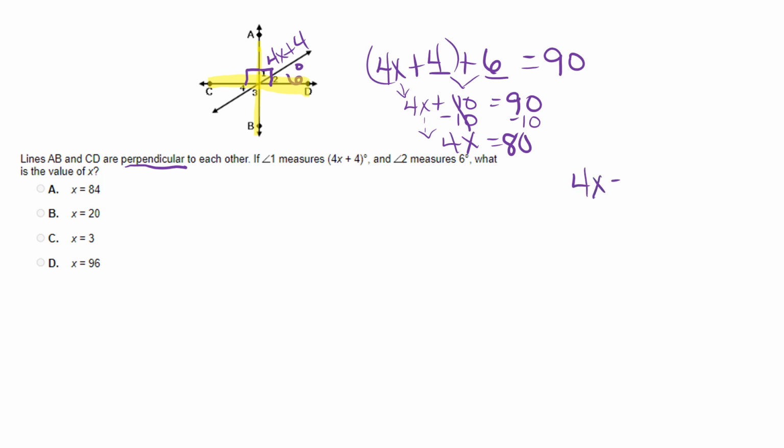Since I ran out of room, I'm just going to rewrite it over here. Now that 4 and the x are squished together, which means they're multiplied. So to undo that, I'm going to divide by what's multiplied by x, which is the 4. And I do that to the left side and to the right side. Remember, you have to keep those equal. 4 divided by 4 cancel out because 4 divided by 4 is 1. We're just left with 1x. And 80 divided by 4 gives me 20. So your answer is B. X equals 20.